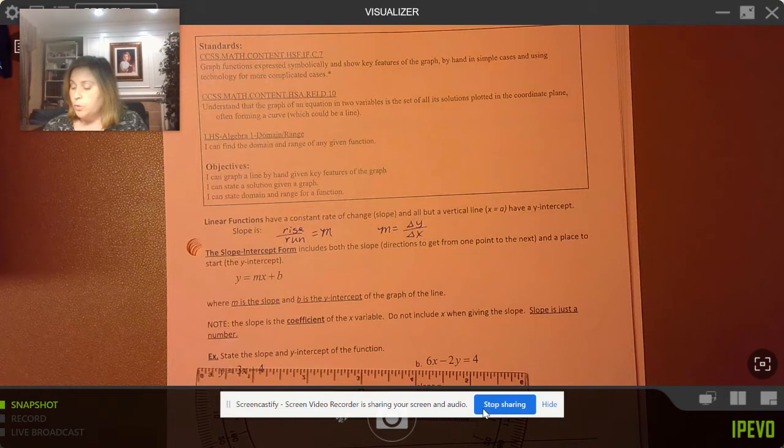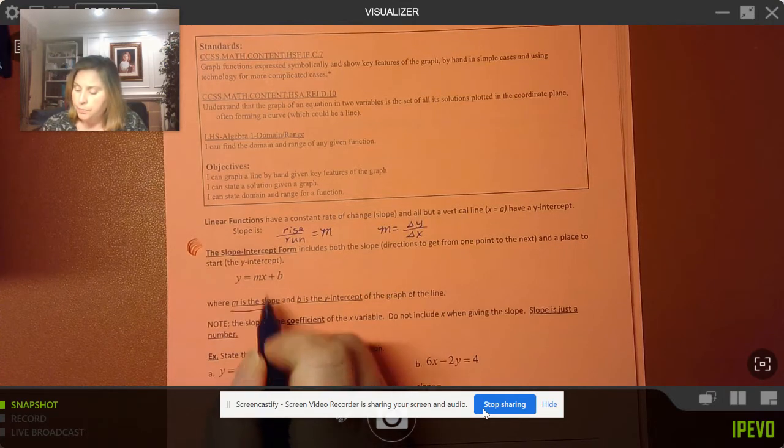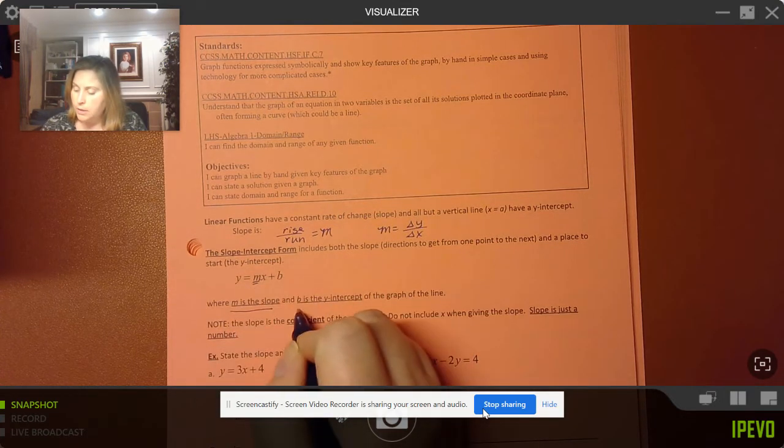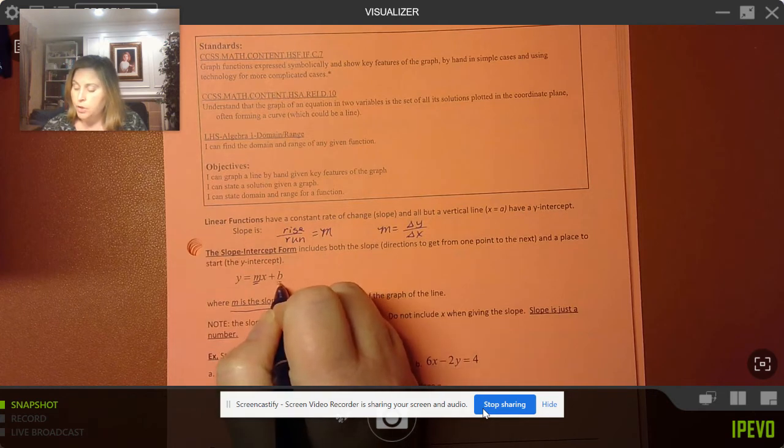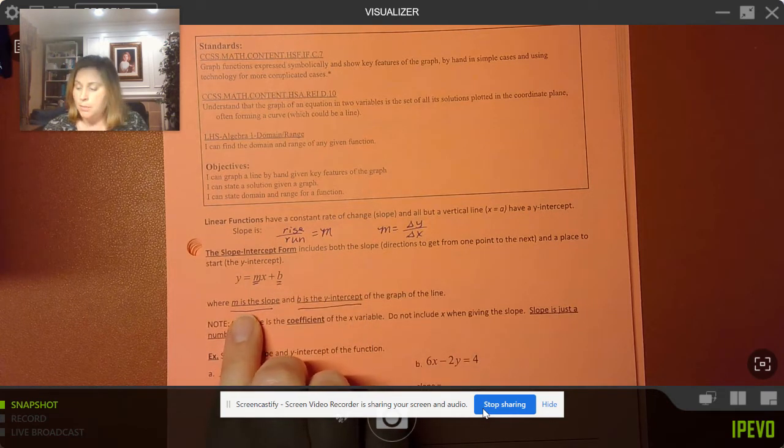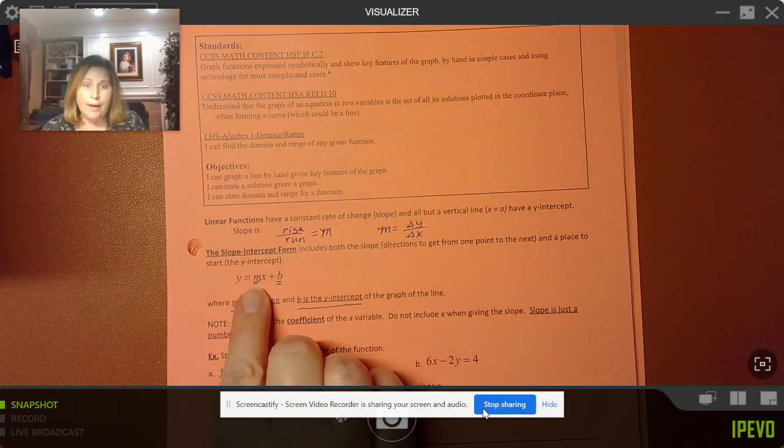Slope-intercept form includes both the slope, which are directions to get from one point to the next, and how steep, and a place to start, the y-intercept. So m is the slope of the line, and b is the y-intercept of the line. So we want to remember that m is the coefficient of x. So it's always going to be the number that comes before the x.